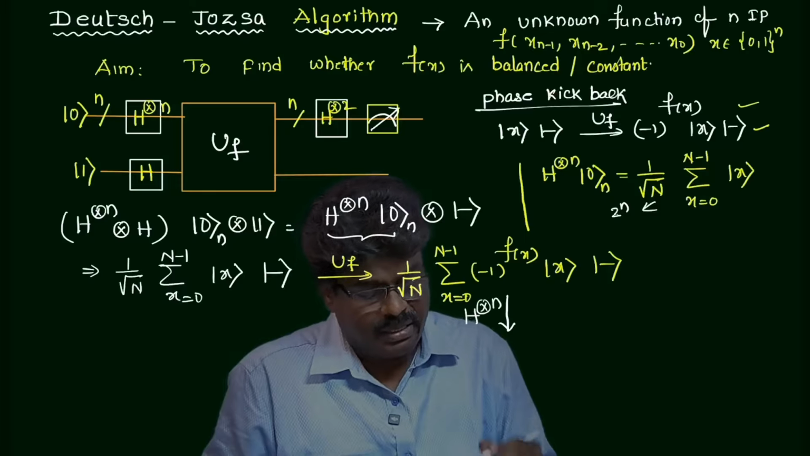Now we have to operate the oracle function here, that is UF. So how to construct this oracle? Now I'm considering the construction of the oracle. Earlier we have already discussed that if the function is constant, there is no need to do anything, just proceed as it is. But here I am assuming the given function f of x is balanced. So let us suppose f of x is balanced. Then how to construct the oracle?